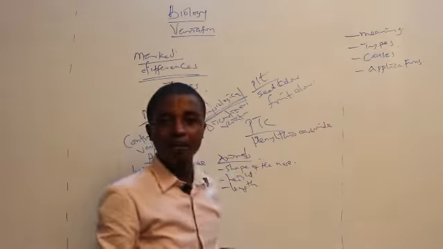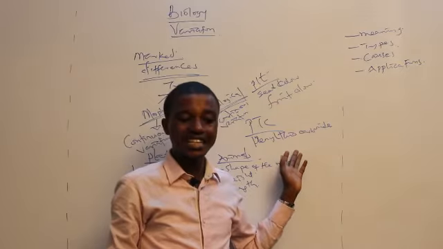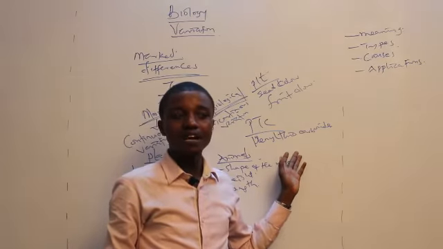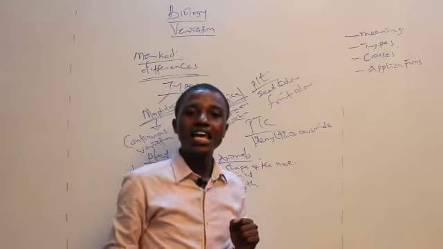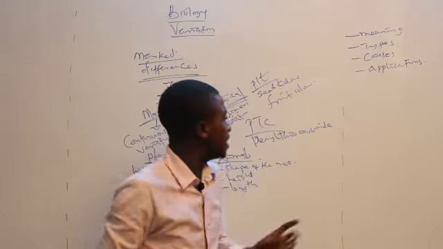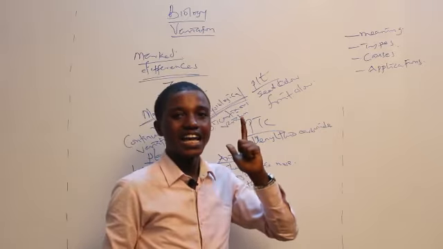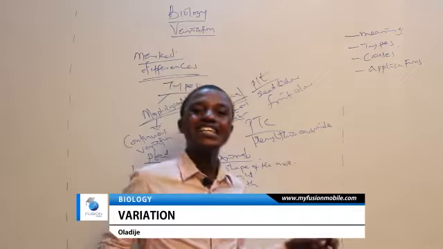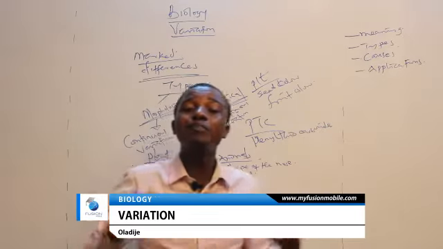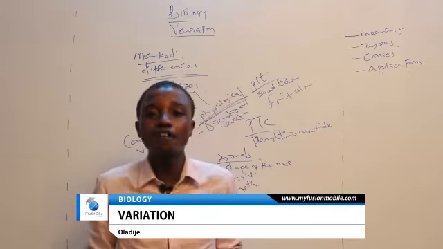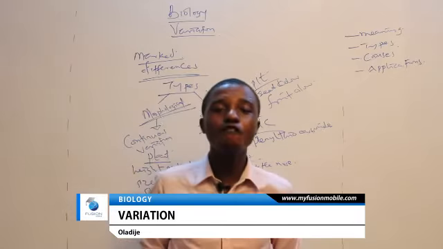PTC is phenylthiocarbamide. Now, this chemical, to some, it is bitter, and to some, it is tasteless. Ability to taste phenylthiocarbamide. Fingerprinting is actually what? A physiological variation. Blood group. It's a what? A physiological variation.